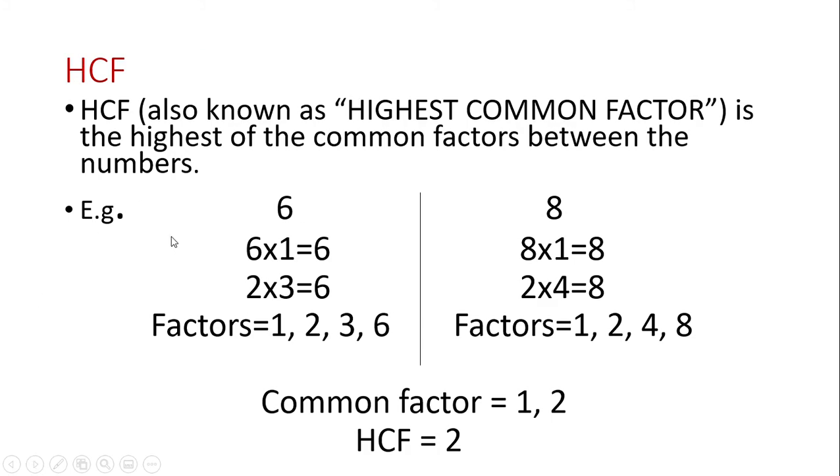HCF. HCF is also known as the highest common factor, is basically the highest of the common factors between the numbers. So again we're taking the 6 and 8 example. I've already explained this. Now the common factors are 1 and 2. HCF, in the name itself, highest common factor. Which is the highest here? Yes, it's 2. So HCF is 2.